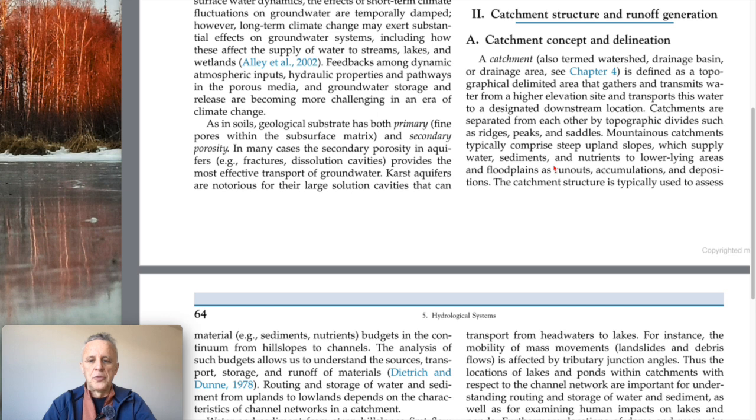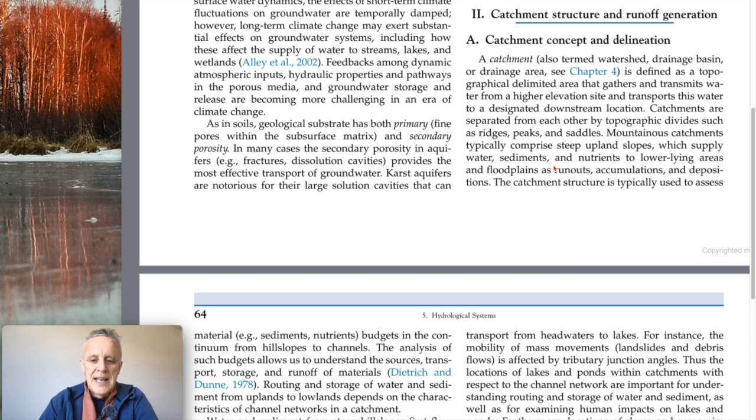A catchment, also termed watershed, drainage basin, or drainage area, is defined as a topographically delimited area that gathers and transmits water from a higher elevation site and transports this water to a designated downstream location. Catchments are separated from each other by topographic divides such as ridges, peaks, and saddles.